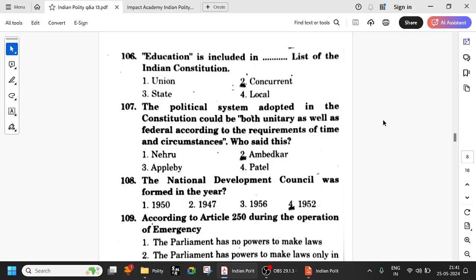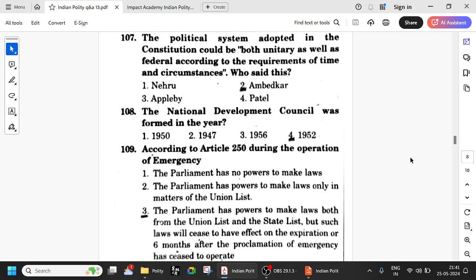So the political system adopted in the constitution could be both unitary as well as federal according to the requirements of time and circumstances. So who said this? Ambedkar. Both unitary as well as federal. So who said what and all these things are sometimes asked. So the National Development Council was formed in the year 1952. Okay, remember that. National Development Council, 1952.